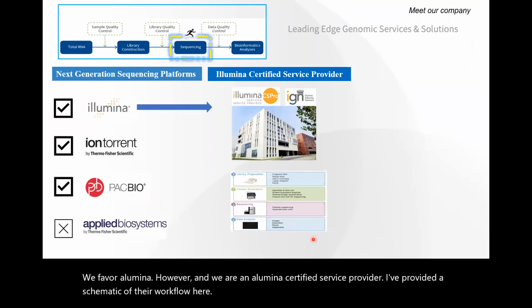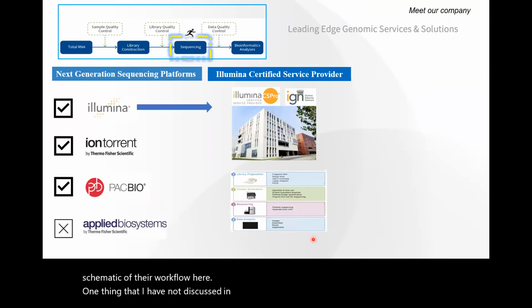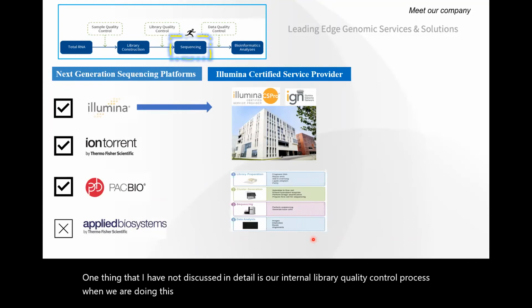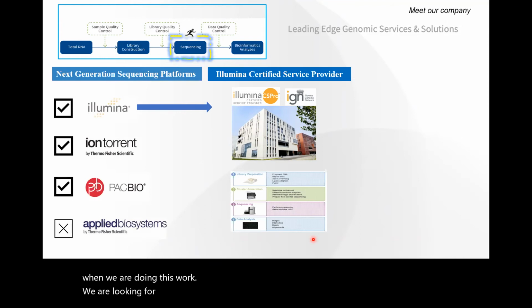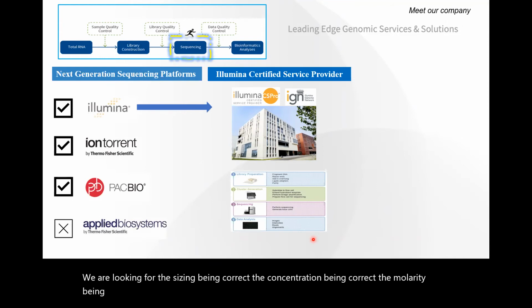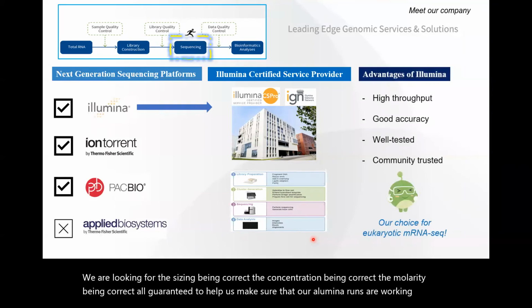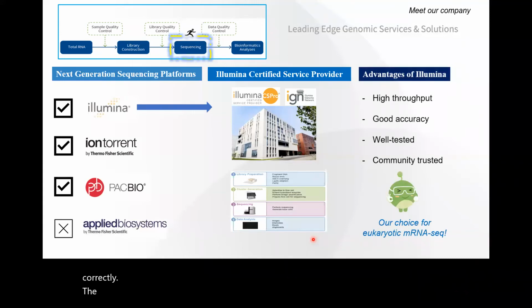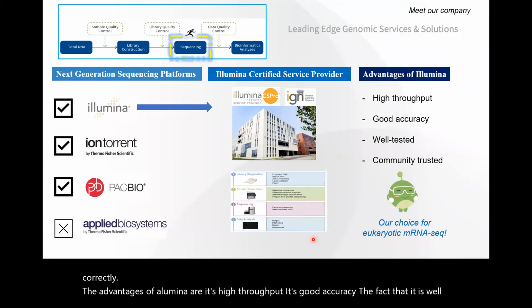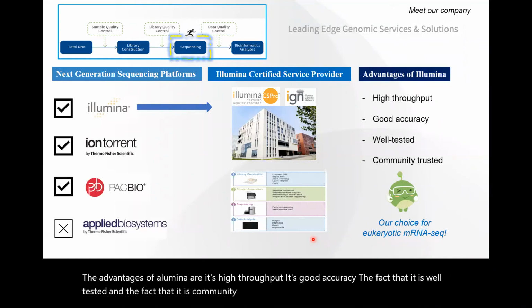One thing that I have not discussed in detail is our internal library quality control process. When we are doing this work, we are looking for the sizing being correct, the concentration being correct, the molarity being correct, all guaranteed to help us make sure that our Illumina runs are working correctly. The advantages of Illumina are its high throughput, its good accuracy, the fact that it is well tested, and the fact that it is community trusted. This makes Illumina our choice for eukaryotic mRNA-Seq.